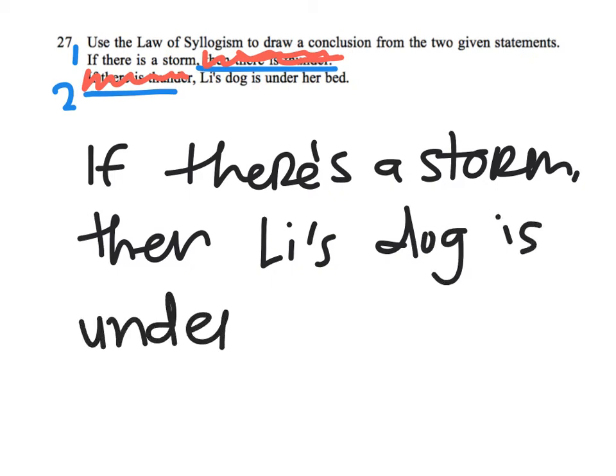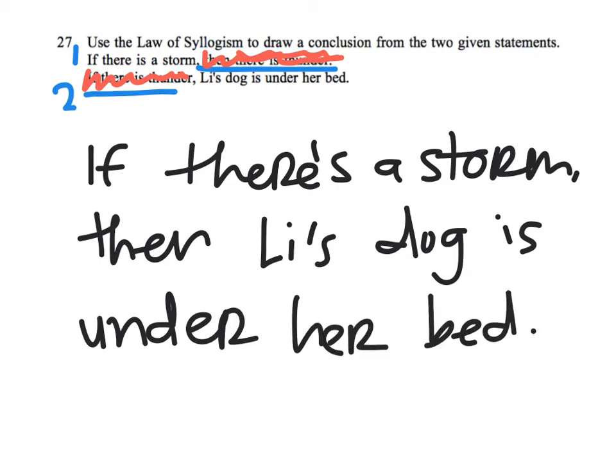And that is how we use the law of syllogism. Again, you have to have the end of your first sentence matching the beginning of your second one. You can cross out anything that matches.